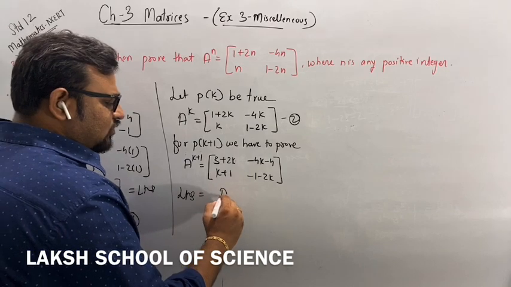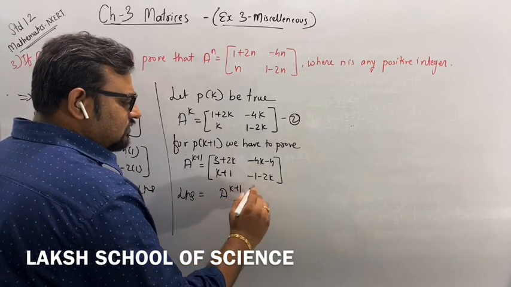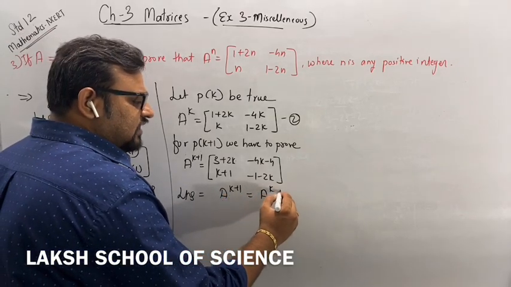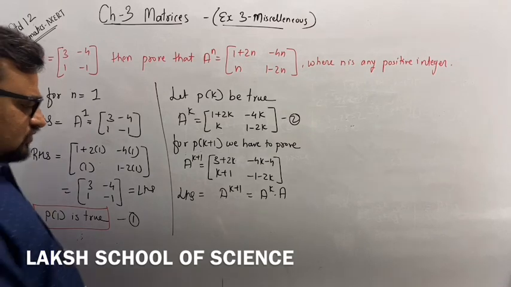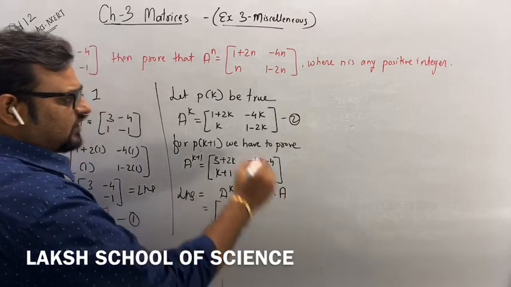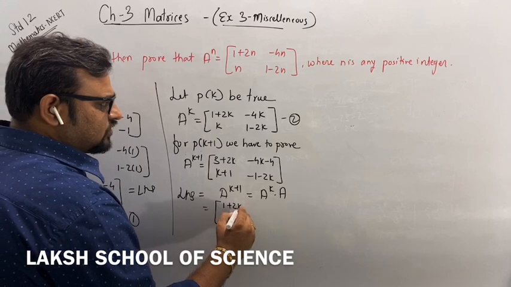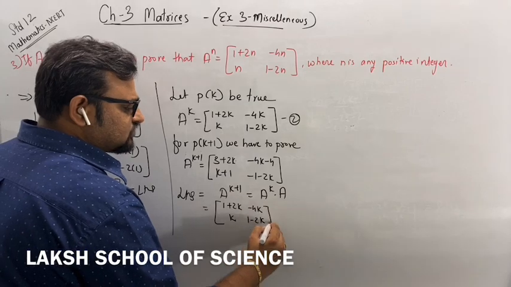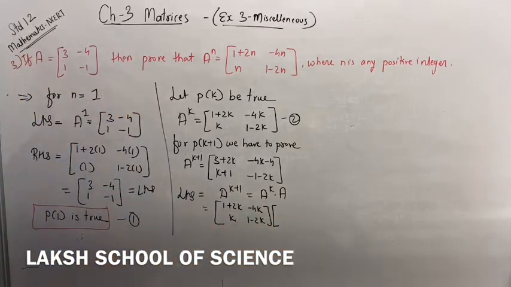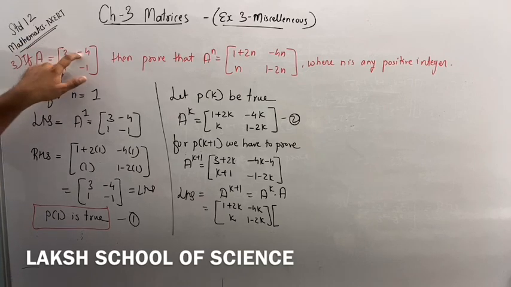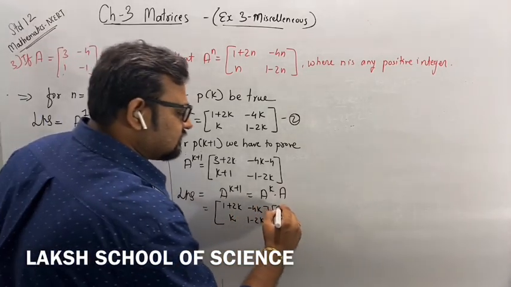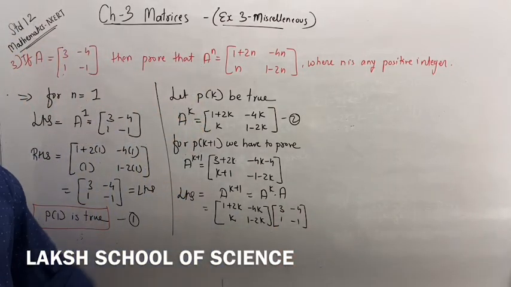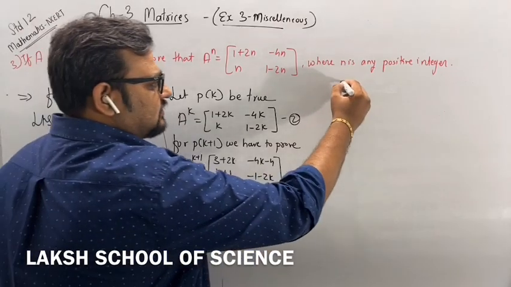So LHS is equal to A raised to k plus 1. Clear? So let's separate the power: A raised to k into A. So this will be equal to, what is A raised to k? 1 plus 2k, minus 4k, k, 1 minus 2k. Into what is A? 3, minus 4, 1, minus 1. Clear? Now let's multiply.